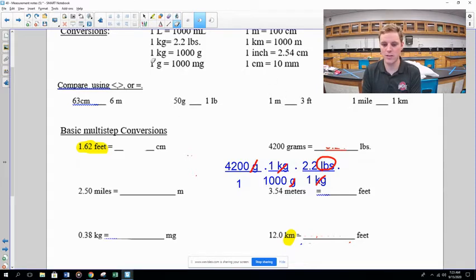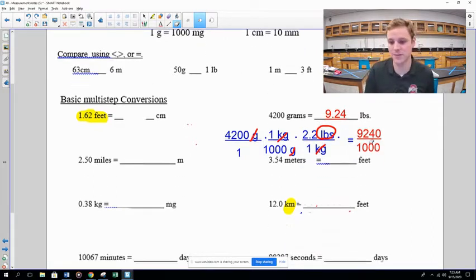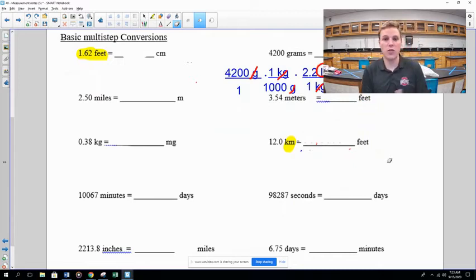So I multiply all this through. So 4,200 times 1 times 2.2 is 9,240. 1 times 1,000 times 1 is 1,000. And now I just need to divide vertically. 9,240 divided by 1,000 is 9.24, and those are pounds. All right, and I'd like to do one practice problem with a distance.